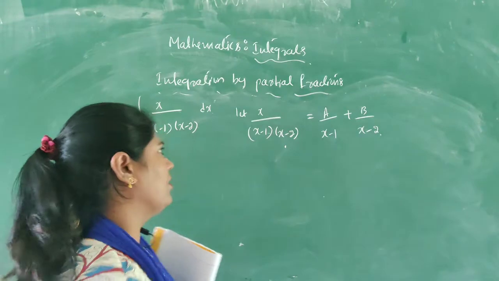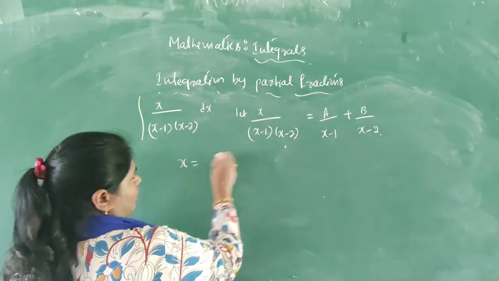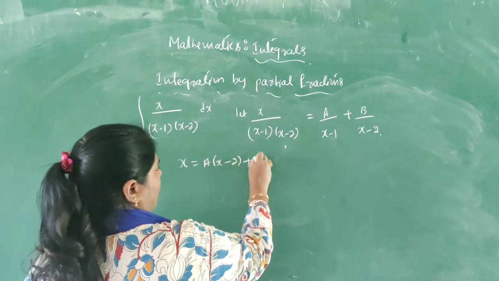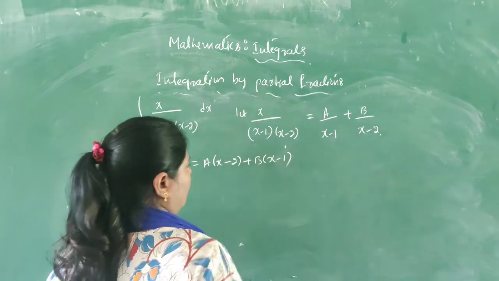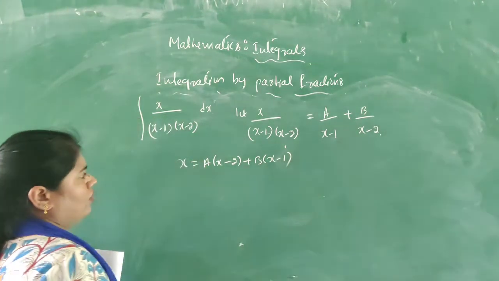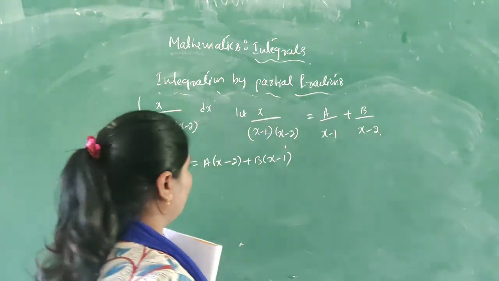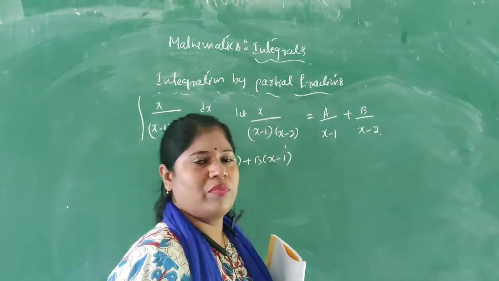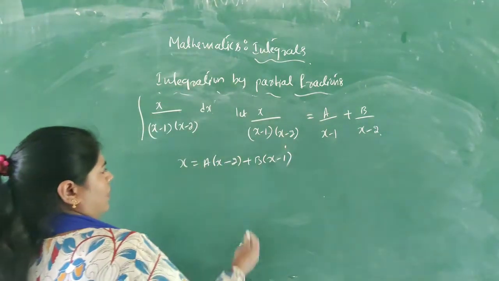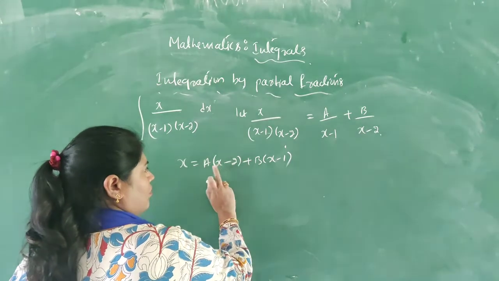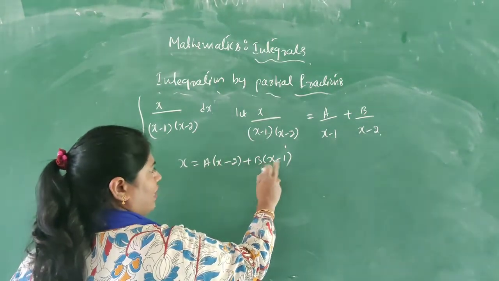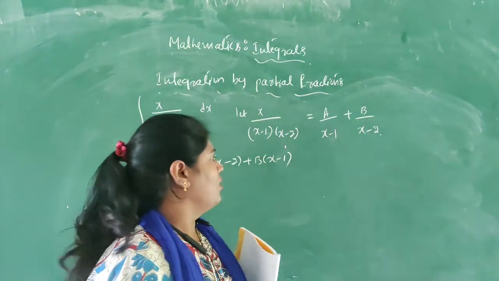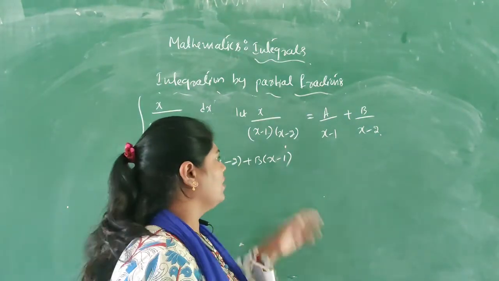After that, what is x equal to? x is equals to a of x minus 2 plus b of x minus 1. Similarly, we have to substitute x values to get the value of a and b. We have to cancel it one by one. If I get the value of a, then b value has to be 0. So what will be b value? It is going to be 0.